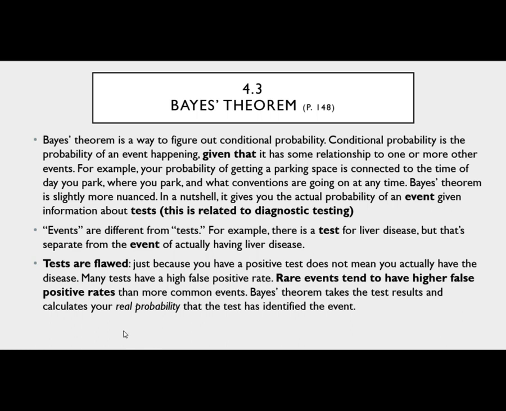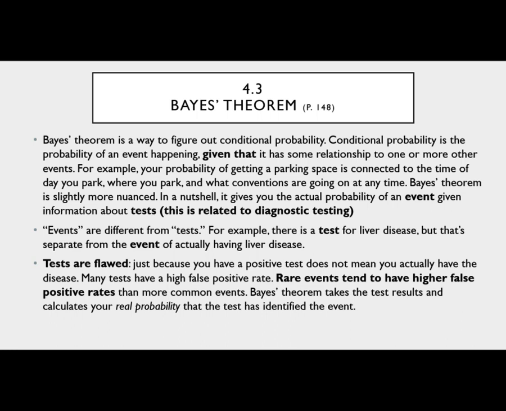Bayes' theorem is slightly more nuanced. In a nutshell, it gives you the actual probability of an event given information about tests, and this is related to diagnostic testing. Events are different from tests. For example, there is a test for liver disease, but that is separate from the event of actually having liver disease. We could also change the word truth for event. All tests are flawed. Just because you have a positive test does not mean you actually have the disease.